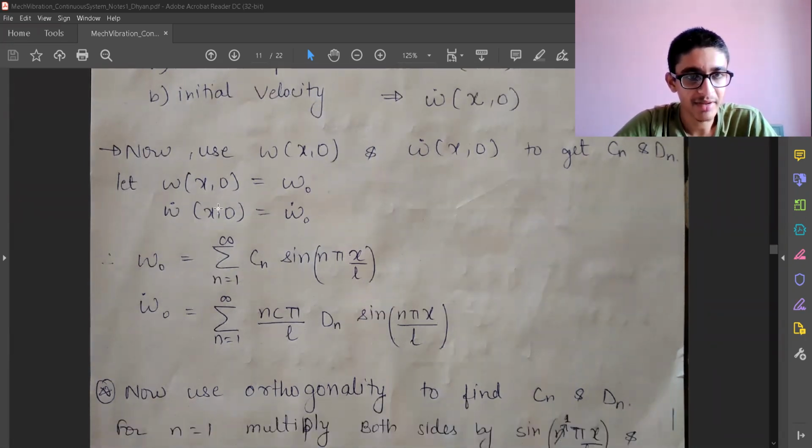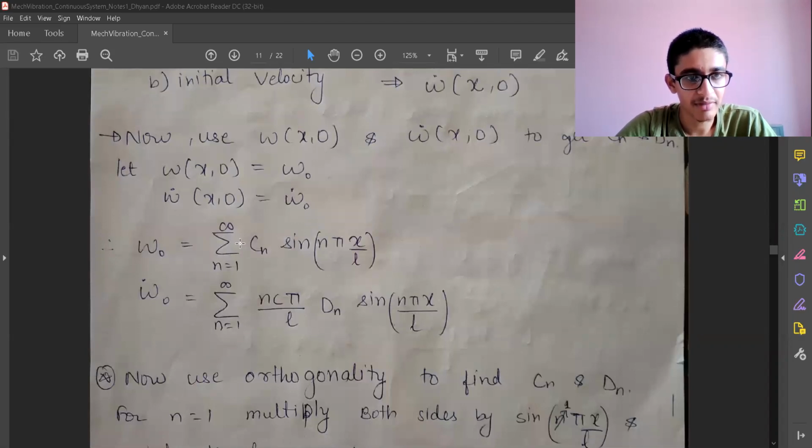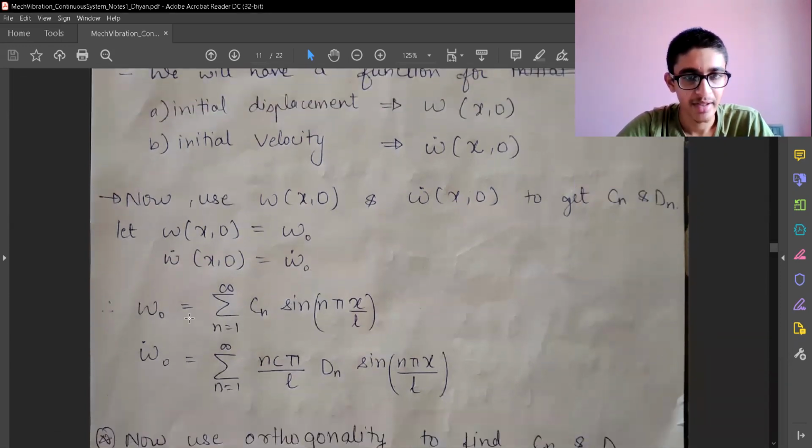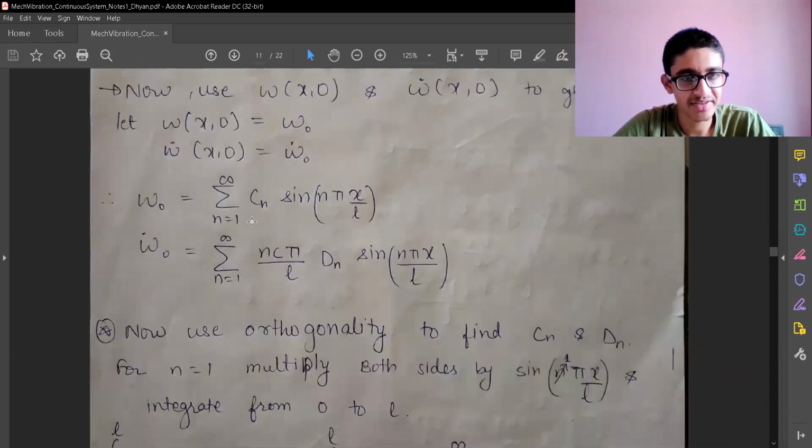So let this be given: w(x, 0) is equal to some function, and w dot (x, 0), that is the velocity, is some function. Let's not assume they are constant. They are going to be equal to the summation of n equal to 1 to infinity of c_n sine(n pi x by l). And for the velocity, we are going to differentiate the original response equation which we have got, and then we are going to equate the terms. So we have got that. Now we need to figure out the c_n and d_n values.